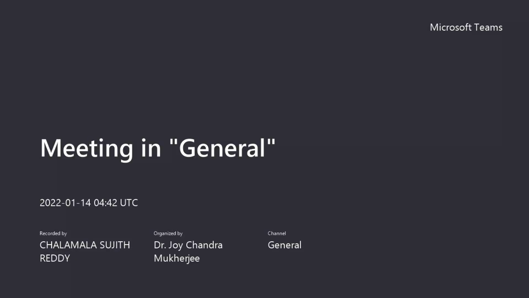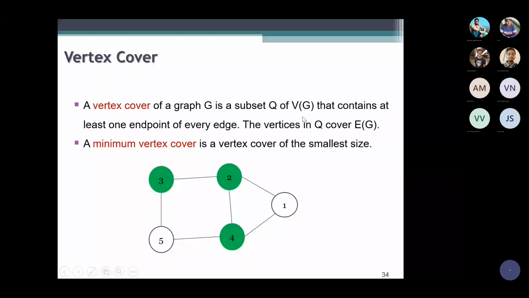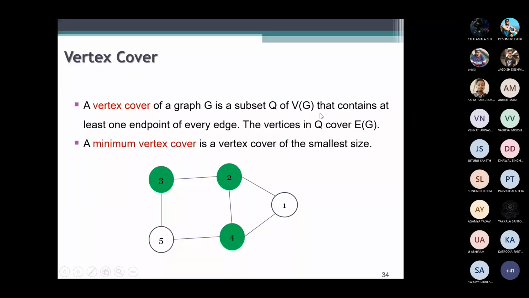A vertex cover of a graph is a subset of vertices Q such that it contains at least one endpoint of every edge. And our objective is to find the minimum vertex cover. This is a 3, 4. This is a vertex cover because every edge, like this one, is incident to any one of these vertices.